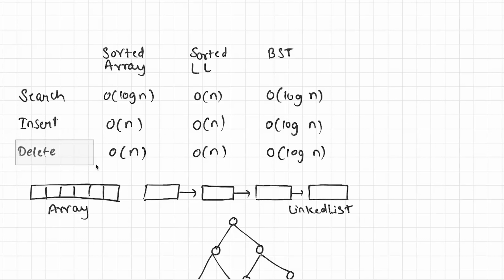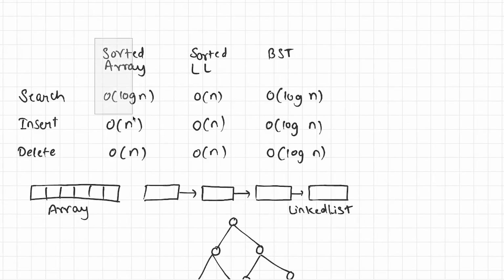And next is the delete operation. In delete operation also, if we want to delete any element in the middle of the array, then to fill that space, we have to move all the elements by one position towards the left. So that is why it takes big O of n time to delete any element from the array. Now these are the time complexities of search, insert and delete operations on a sorted array.